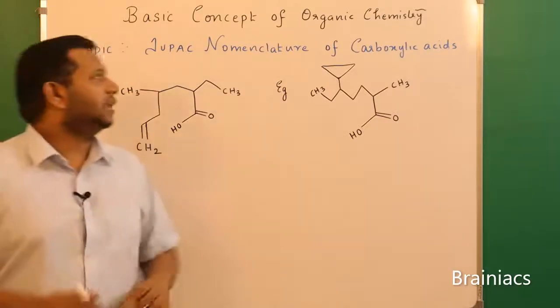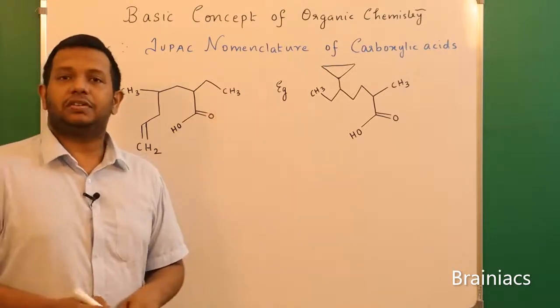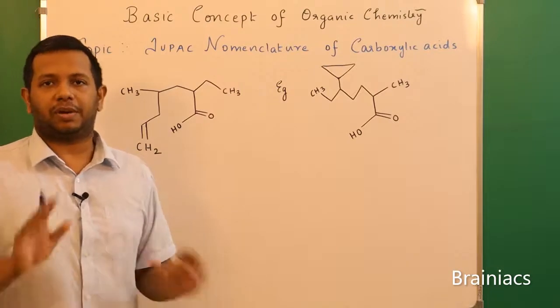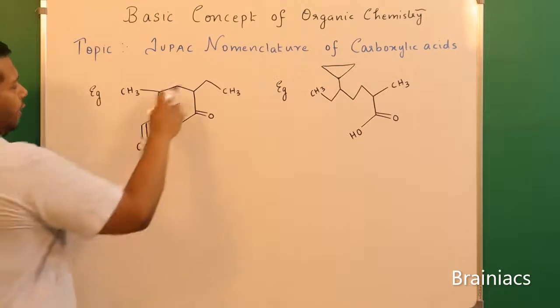So we were doing the IUPAC nomenclature of carboxylic acid. We have another two examples. We will just see how to number it and put the name. Okay, so I hope you could see the first example here. It's a bond line notation given here.